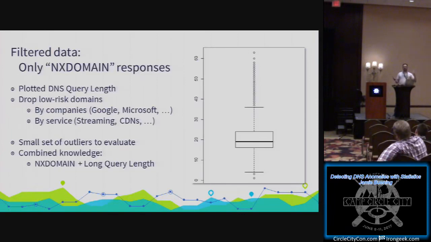So, like I said, filter down and selected out just those responses that included NX domain. So from there, we then plotted their query length, so kind of combining this idea that lots of NX domains are potentially suspicious, and then taking with that the query length, long query lengths being suspicious, and trying to look at the outliers there. But before plotting this, I went ahead and also took out companies and services that were probably a little risk for us. So it definitely made a cleaner graph for us.